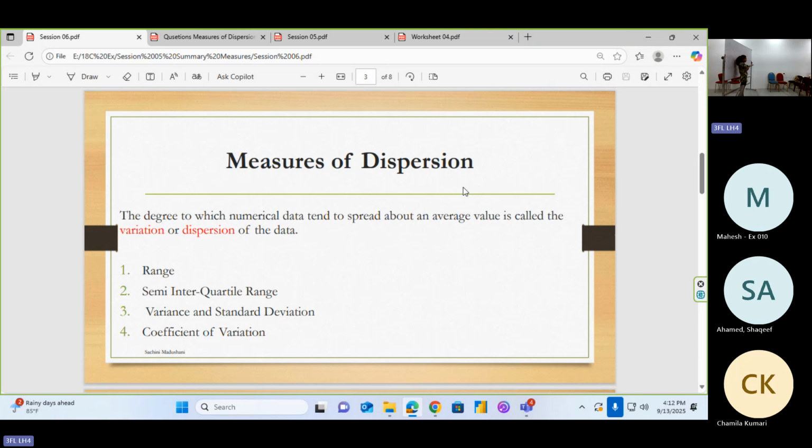Understood? That is what we call measures of dispersion. Here we identify how data is distributed from the average value, how data is spread about the average value, from the average point.